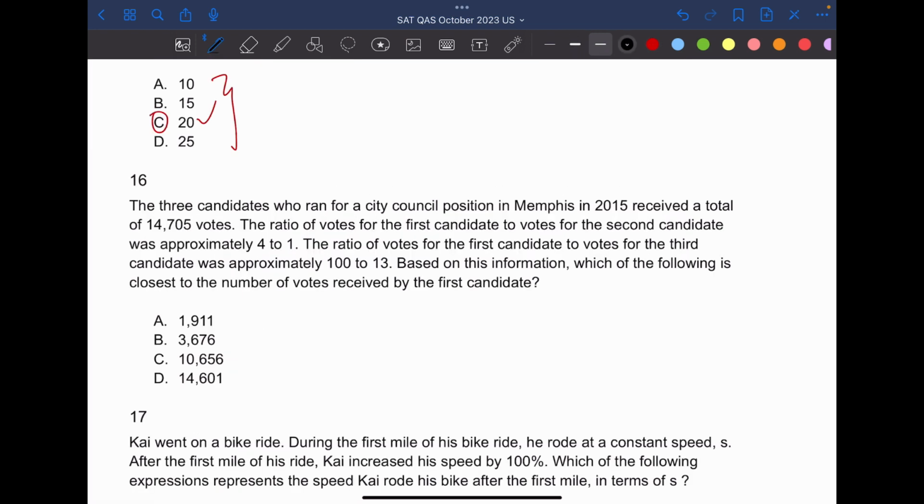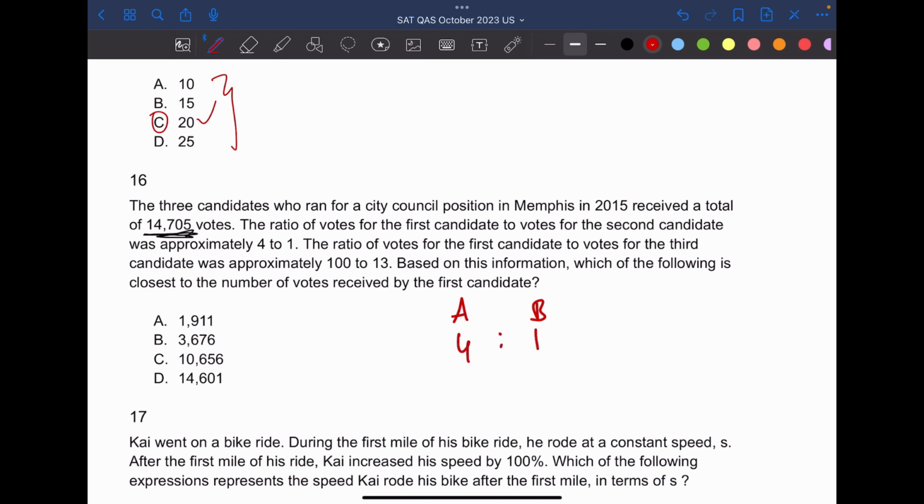Okay, question number 16. The 3 candidates who ran for a city council position in Memphis in 2015 received a total of 14,705 votes. I'm going to do this in red. The ratio of votes for the first candidate to the votes for the second candidate was approximately 4 to 1. So let's say from A, first candidate, to B, the ratio was 4 to 1.